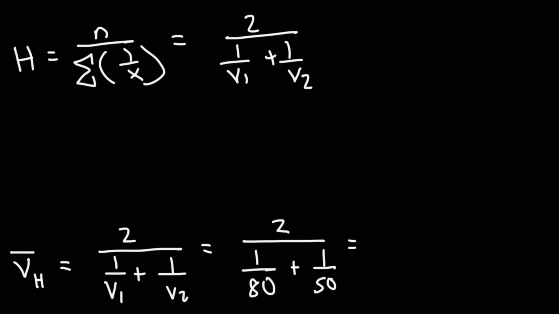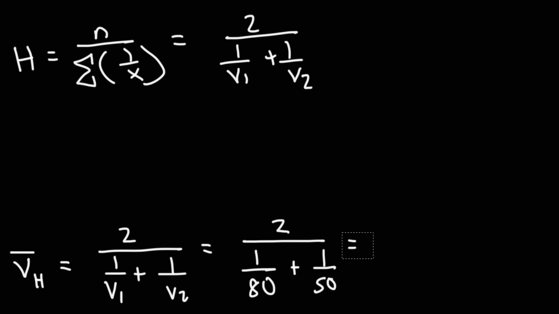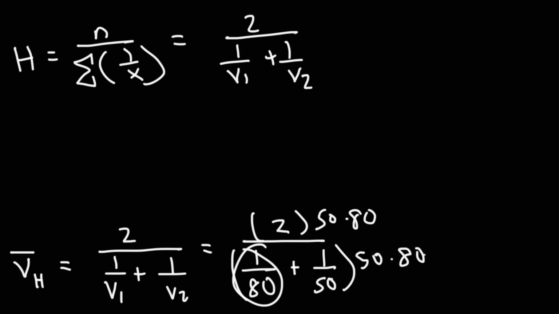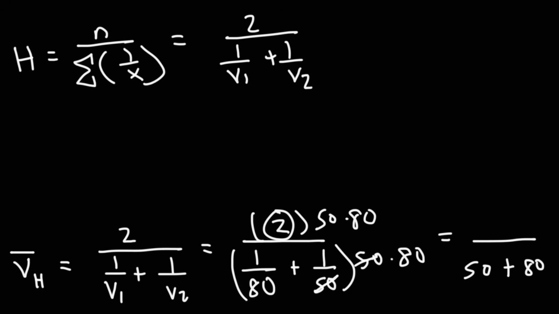Now we could use a calculator to get the answer, but let's do some algebra here. I'm going to multiply the top and bottom by the product of the two denominators, so 50 times 80. 1 over 80 times 50 times 80, the 80s will cancel, leaving just 50. And 1 over 50 times 50 times 80, the 50s will cancel, leaving 80. On the top, we have 2 times 50, which is 100, times 80.